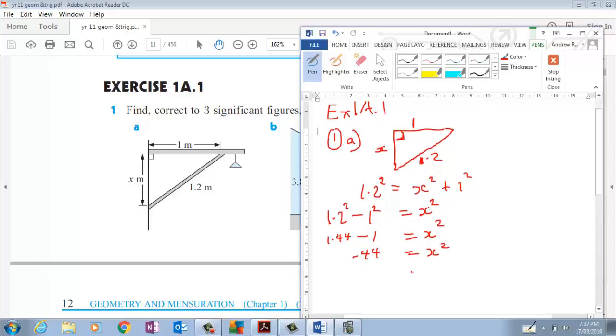Now we need to find x. To find x, the opposite of square is square root. So we need to square root 0.44. Now we need to put plus or minus whenever you square root, because when you square a negative number you get a positive number. For example, if you had x squared equals 9, then x equals plus or minus root 9, which equals plus or minus 3.